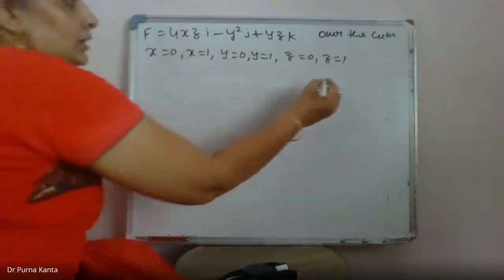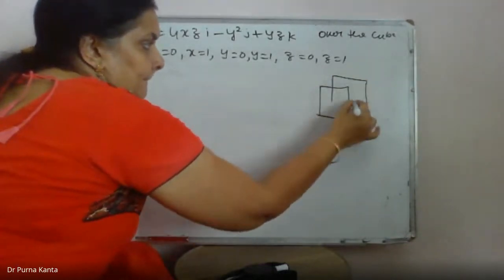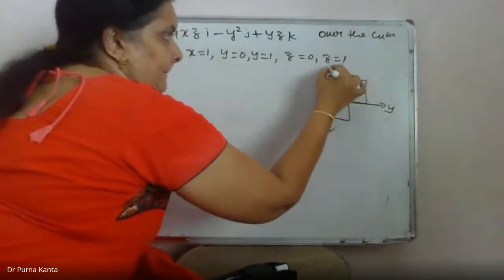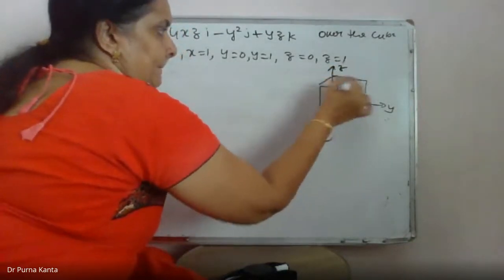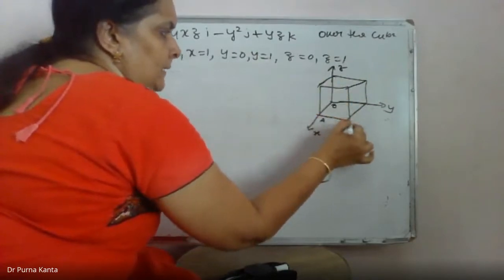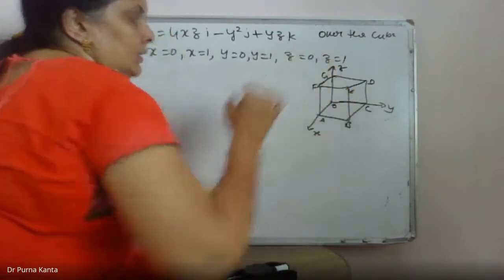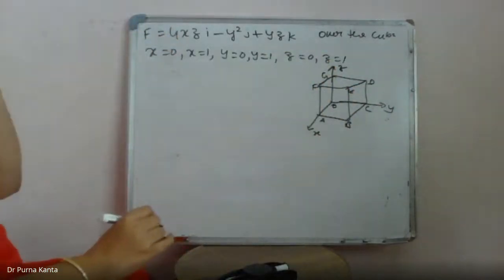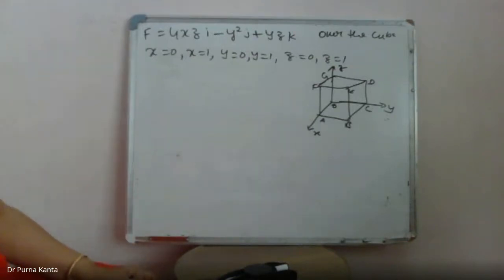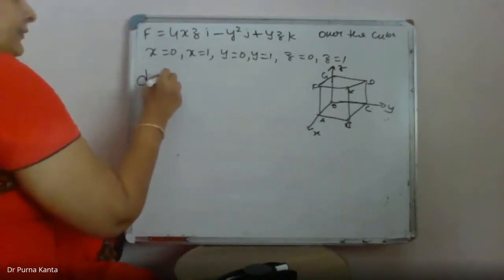So how can you draw this? We take a cube and we name it as O, A, B, C, D, E, F, G. First we'll calculate the volume integral and then verify the surface integral. For the volume integral we need the divergence of F, so we go with div F first.